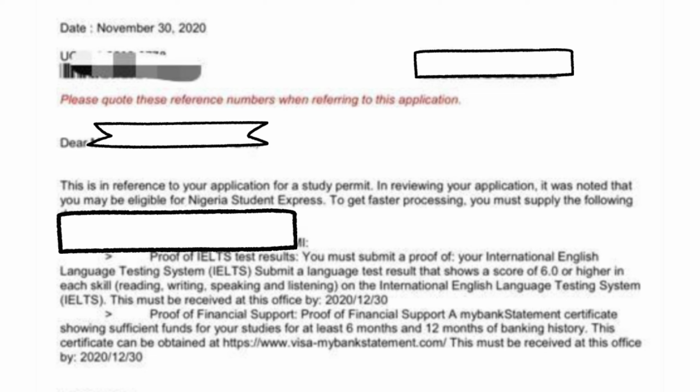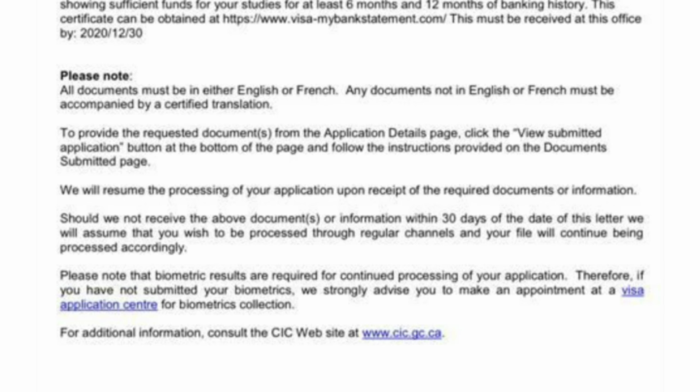The two points they gave were that the person needs to submit IELTS results and also proof of finance. The letter was dated November 30, and the timeline they gave is also one month, which is December 30. It's also written there that if you do not submit the required documents, your application will be processed through the conventional way.